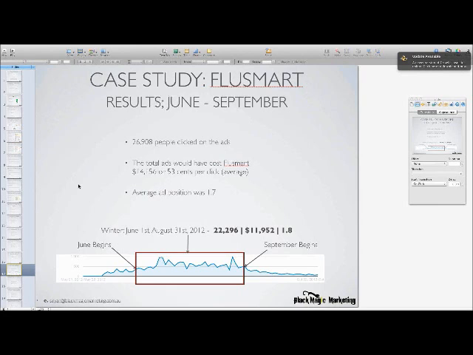The analytical graph below just shows the spike in winter. Inside the red box are the winter months from June till August, and as you see, in May and in September, it sort of drops down again, as you would expect for something as specific to a season as the flu.